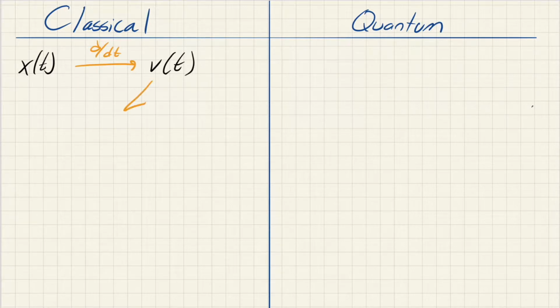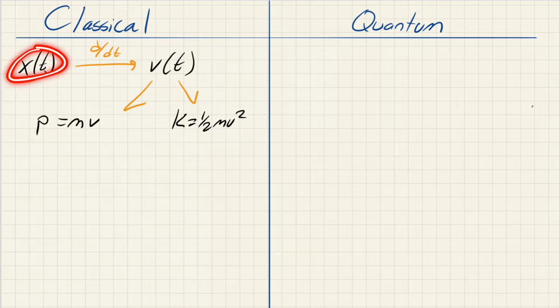And if we know the mass of the particle, we also know the momentum of the particle. And we also know the kinetic energy of the particle as well. Needless to say, the position function for classical mechanics is very important. So how exactly do we get it?